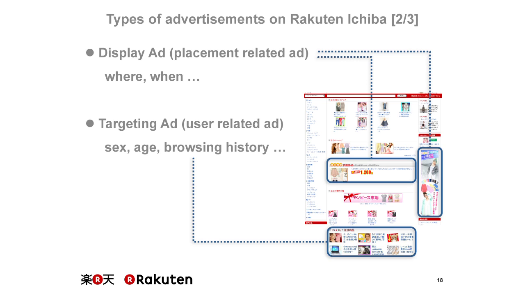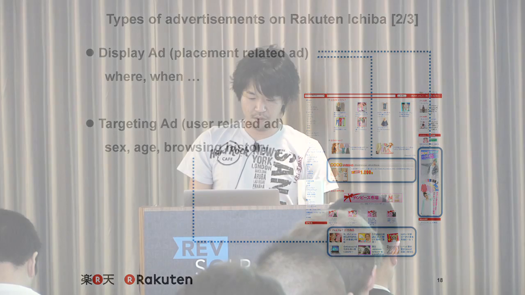And the next is display advertisement, which can be called placement-related advertisement. So if a user goes to a fashion category page, fashion-related advertisement will be displayed. And display advertisement contains user targeting ads, so browsing history or user segmentation related advertisement will be shown.